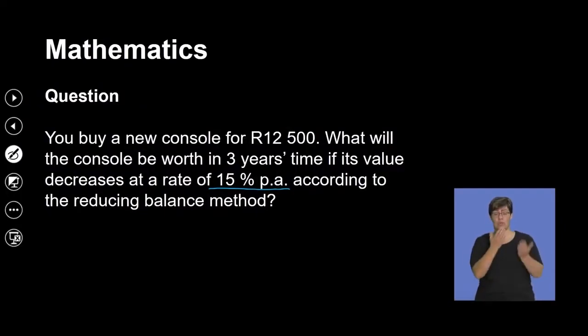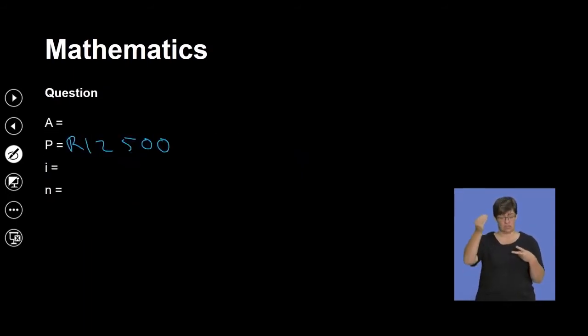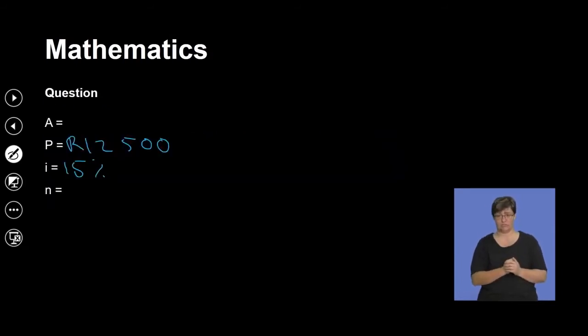Now, on a reducing balance method, remember that we are looking at compound growth, but with a minus. Now, we just need to write down all the values that we know. We know that the principal amount is 12,500. Our interest is 15% per annum. And then our n is 3 years. And we are looking for the A value.